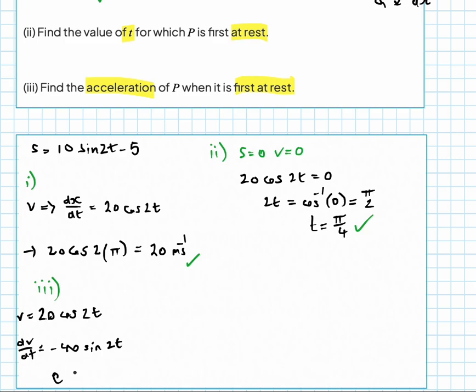2 times 20 is 40, of course, and cosine is equal to minus sine. That's your derivative, and then plug in t is equal to pi over 4. So minus 40 sine 2 times pi over 4, which is a nice and handy answer. Again, minus 40 meters per second. Your calculator will do that work for you at the end there.